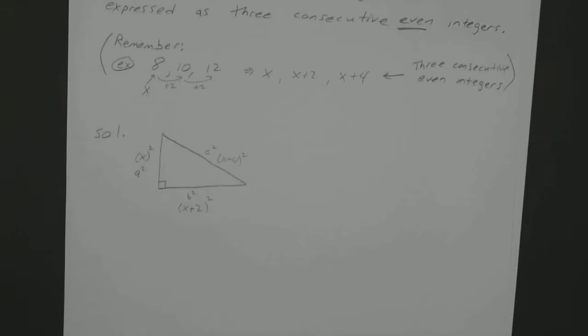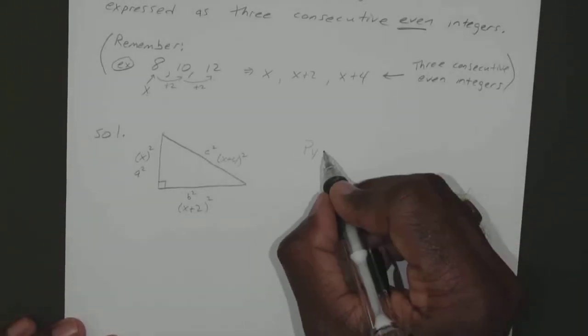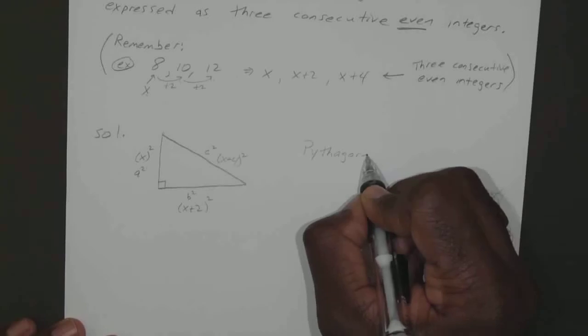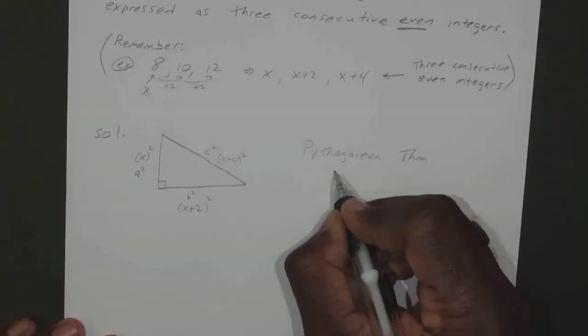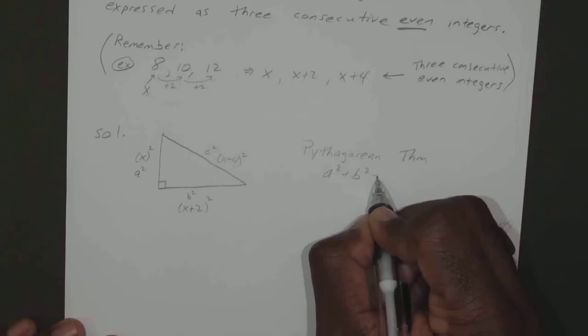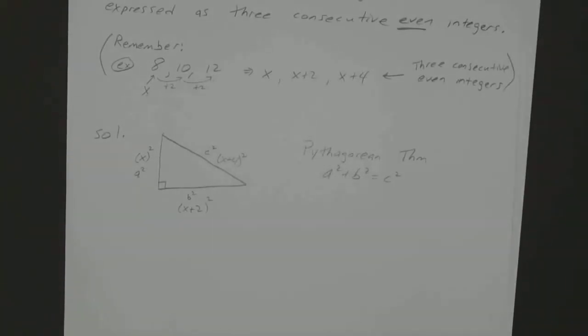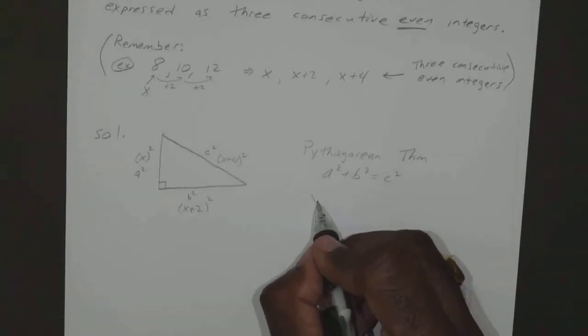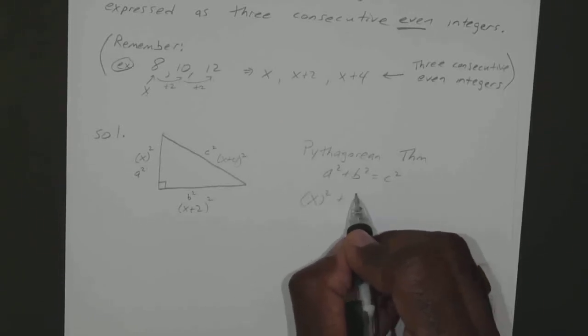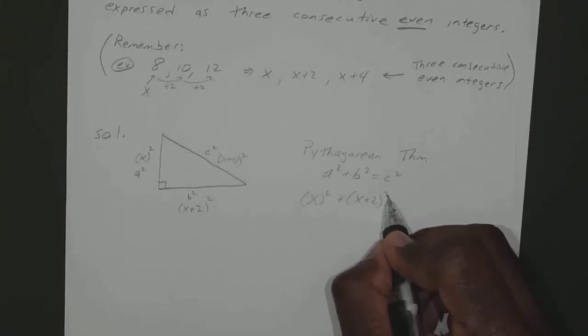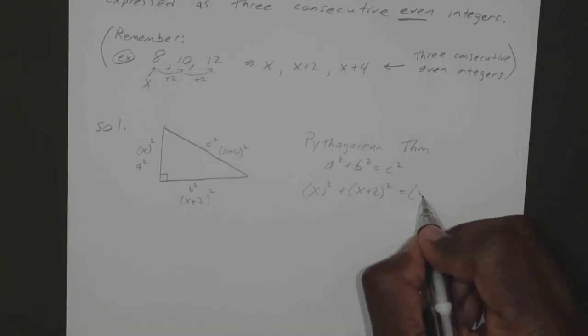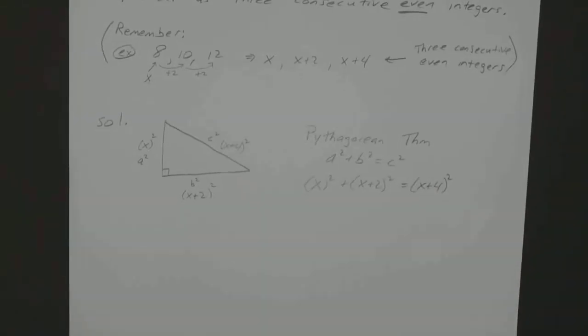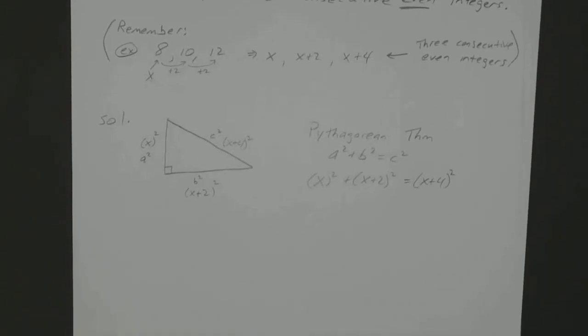Okay, so since it's a right triangle, we have our Pythagorean theorem. A squared plus b squared equals c squared. So this gives us x squared plus x plus 2 squared equals x plus 4 squared. Okay, so now we use this and we solve for x.